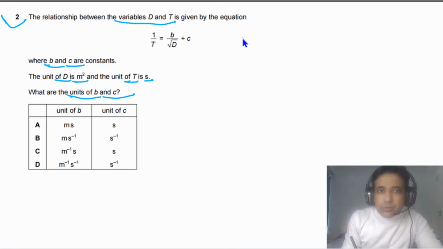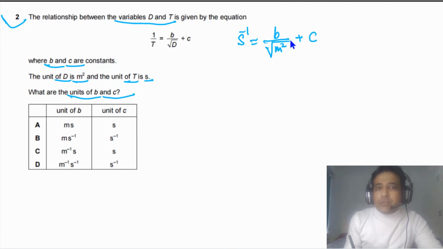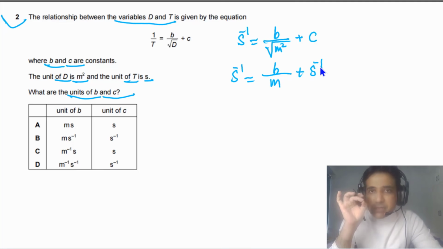So we can write down units first of all. The unit of 1 over t is per second, meaning 1 over second, and we can write down b, and the unit of d is meter square, so we write meter square, and there is a square root of this one, and here we have c. So this is a homogeneous equation, so simply we can say this is per second, then here we have b, so here we will have meter because the power will be cancelled, and the unit of c has to be per second because each term should have the same unit.